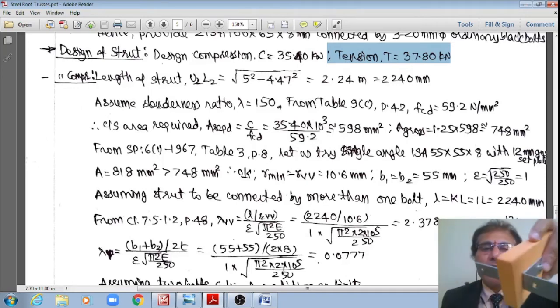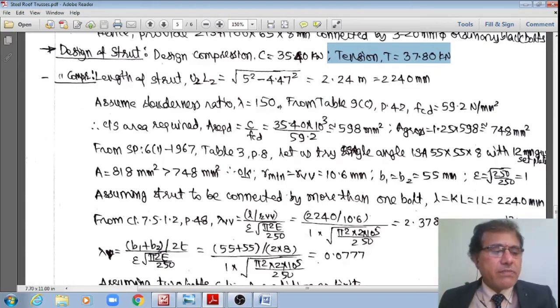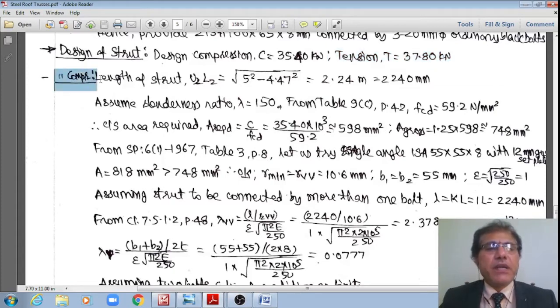There is a top chord member, even the bottom chord member was designed like this, right? Now I don't require two angles back to back, just one single angle is sufficient. Therefore now, since the other day I fixed the geometry, what I'll do now is design for compression first, later on I'll check for tension.